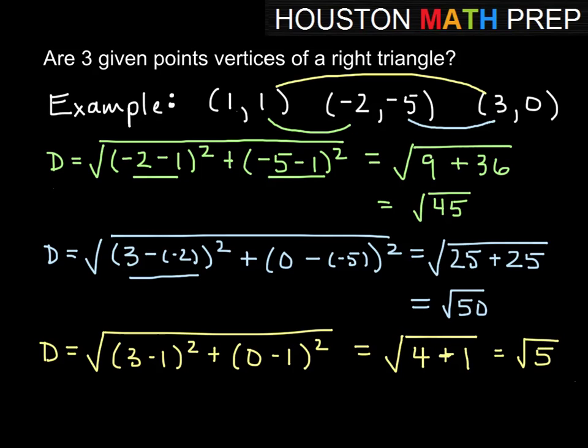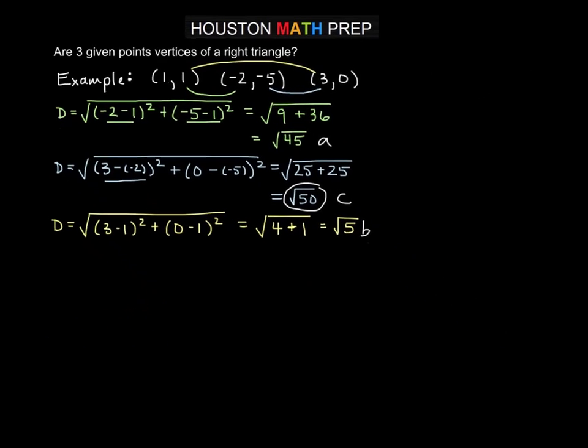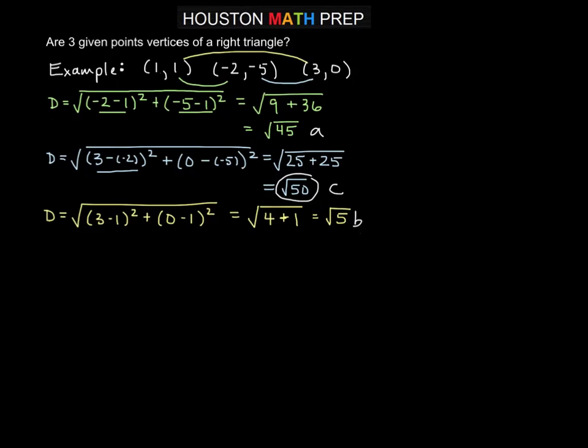That one's going to be C. This one's the longest. Root 50 is the biggest number out of root 45, root 50, and root 5. So this is going to be C. And I'll just call the other two A and B. Okay, and so now the question is then, does A squared plus B squared equal C squared?